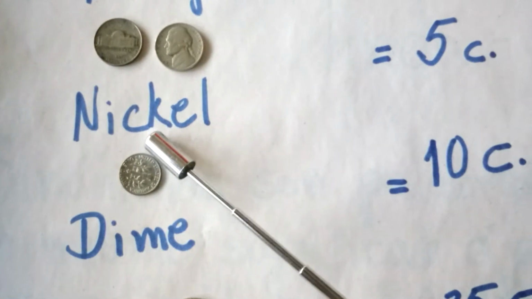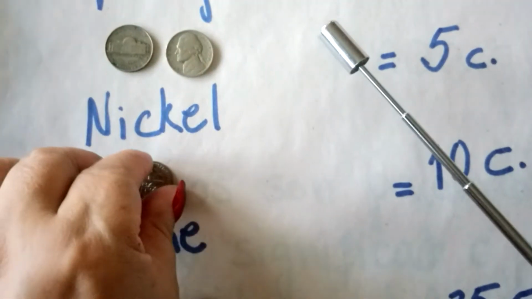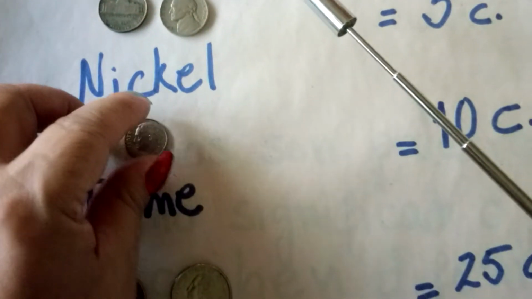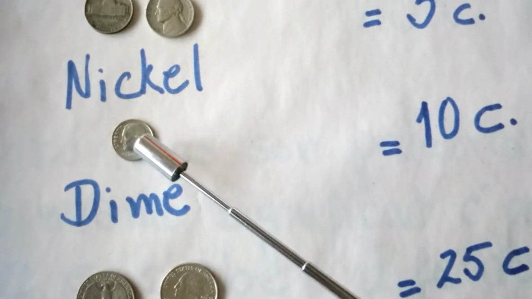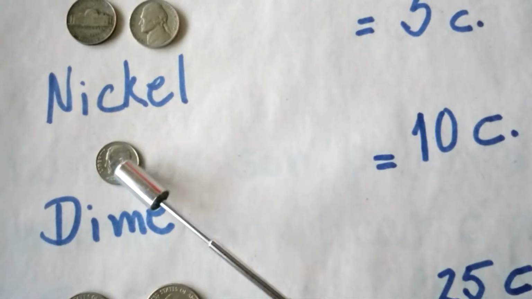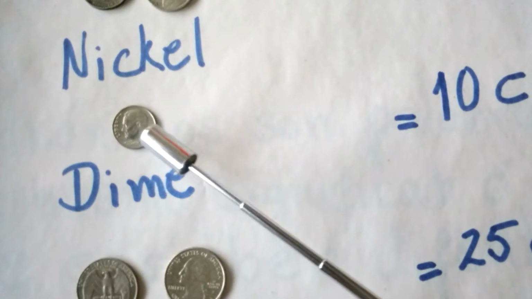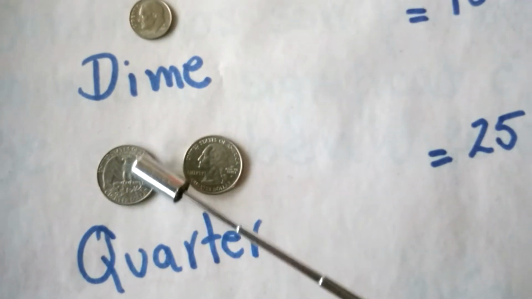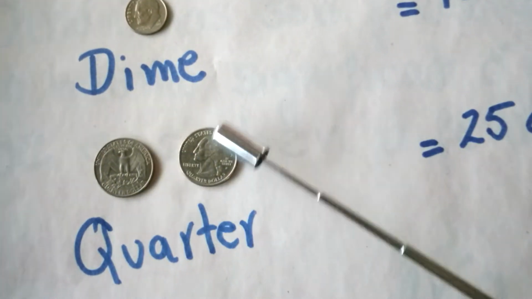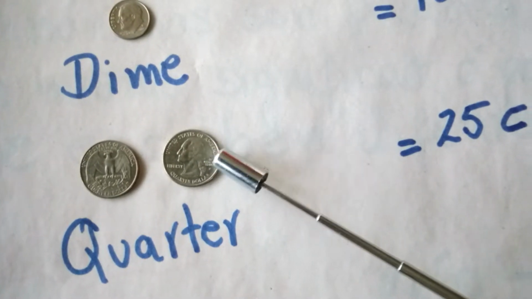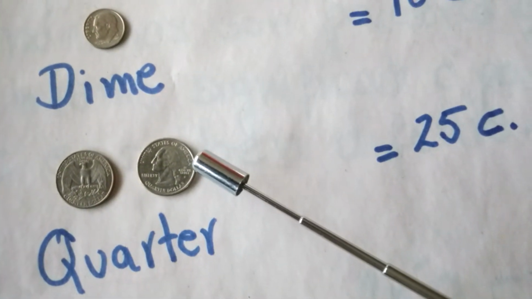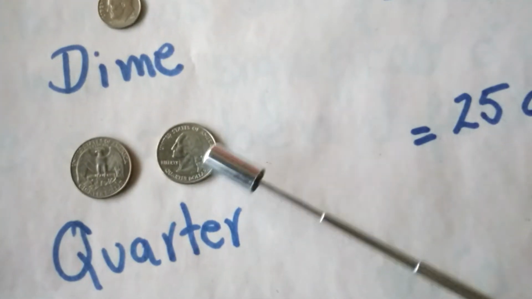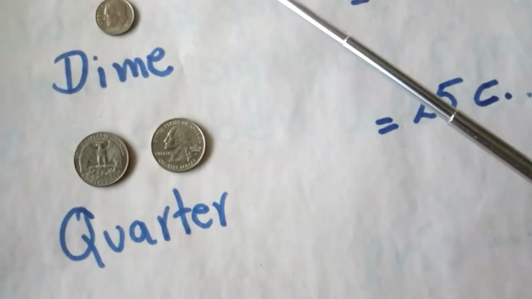Here in dime we have Franklin Roosevelt in the back of the dime, okay? And here in a quarter you see the eagle, and here in the back we have George Washington, the president's face. Here you have to remember this.